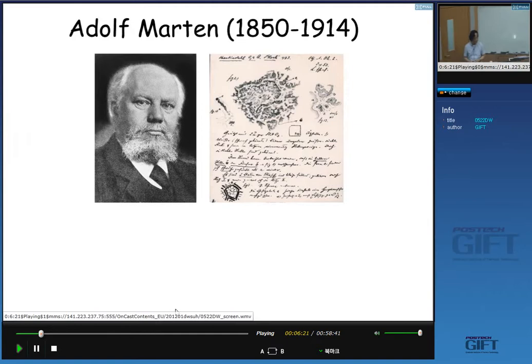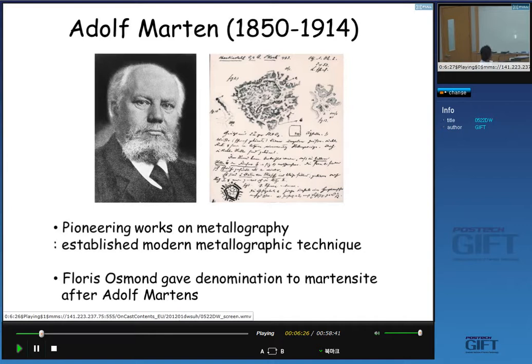Actually, the name martensite follows this person, Adolf Martens. Actually, Adolf Martens did not discover martensite, but he made quite a big contribution to the field of metallography. Metallography is the field of the subject which handles the microstructures of materials. Osmond first found the detailed microstructures of the martensite, so he gave the name martensite to honor Adolf Martens for his big contribution to this field.